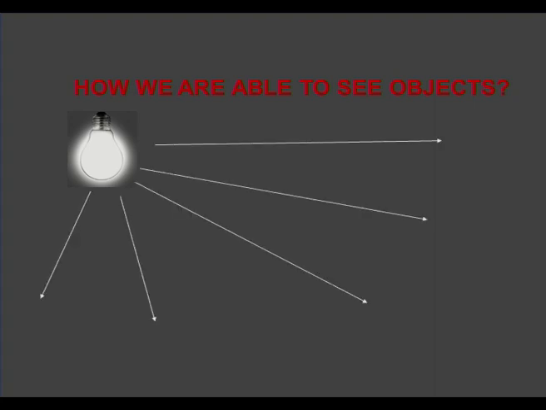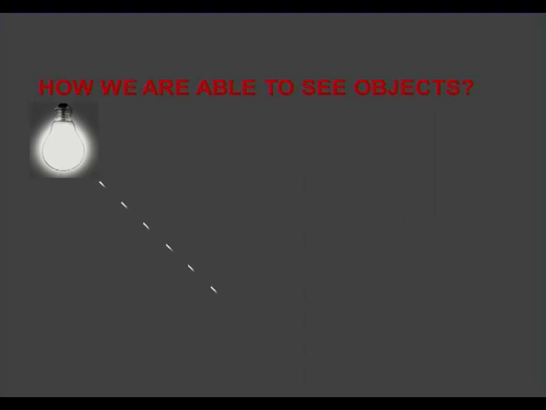Children, then how are we able to see all the objects around us? Let us know. How are we able to see objects? Consider there is a light source. You may know that light will emit from the light source in all directions, isn't it? Consider light traveling from the light source is called a light ray.